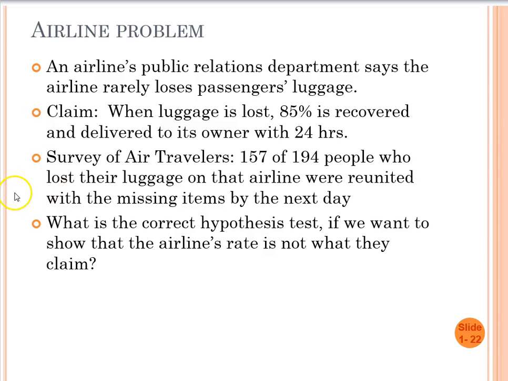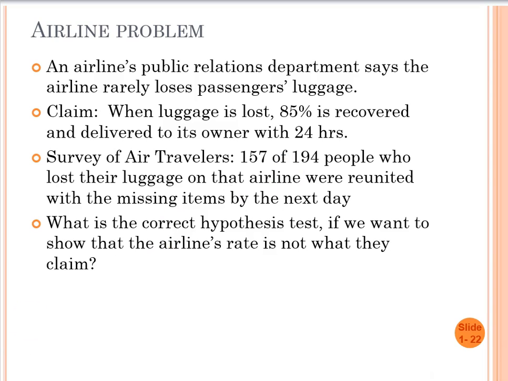And so we can, as a consumer, go out and survey airline travelers. And in this study, they surveyed 194 people, and 157 of them who lost their luggage were reunited. So everyone in this survey had lost their luggage, but only 157 of them were reunited with it by the next day. So our proportion here is the proportion of people who recovered their luggage within 24 hours. Again, everybody that we are sampling has lost their luggage.